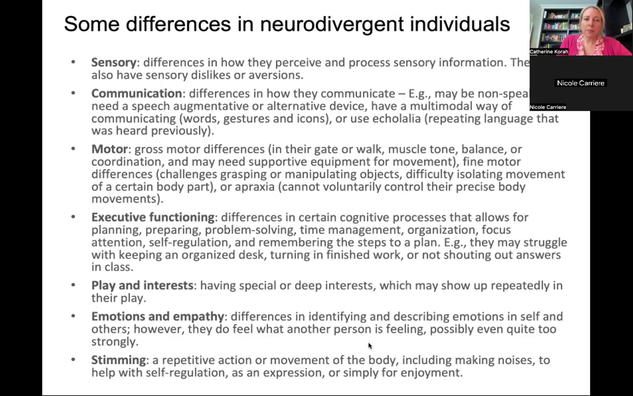So they're not able to speak about how another person is feeling or behaving, but their body senses all of that energy. And another thing that is quite typical in the neurodivergent population, due to all of these different stresses that they have in their body, is to stim. And so stimming is a repetitive action or movement in the body, including making noises, to help with self-regulation, expression, or maybe even simply for enjoyment.